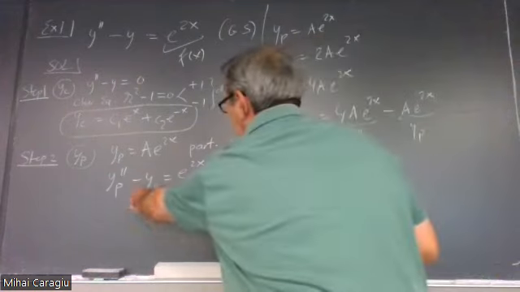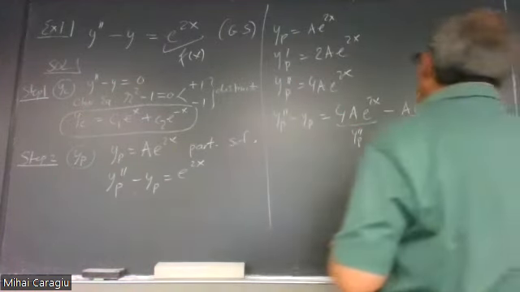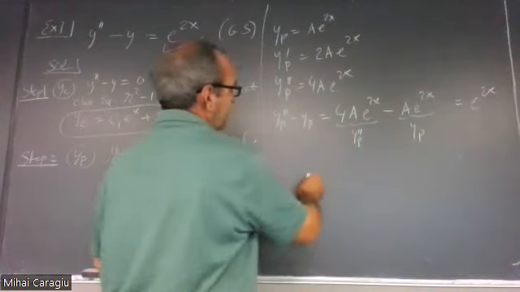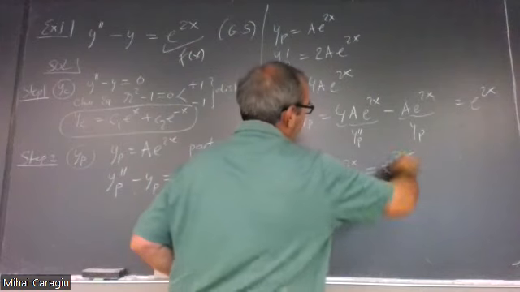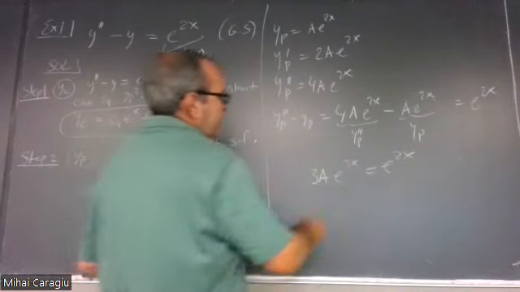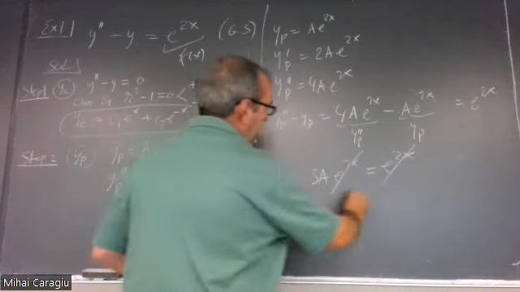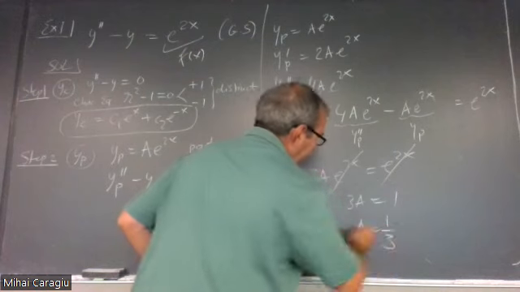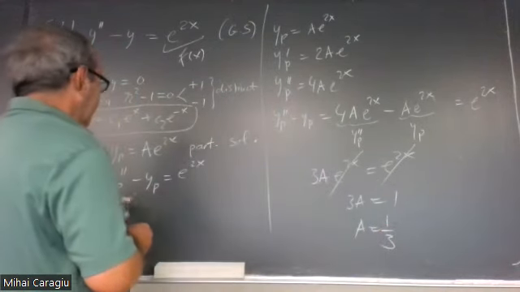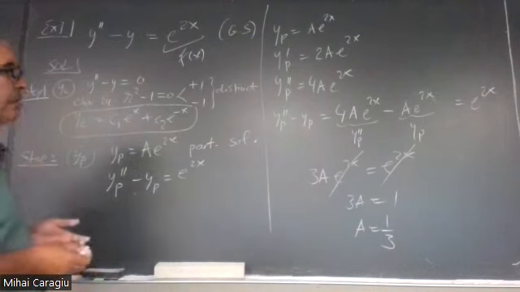So what do we need? Y p second minus y p must be e to the power 2x. So what did we get here? 4a minus a is 3a e to the power 2x equals e to the power 2x. Well, since e to the power 2x is non-zero, we can simplify by a non-zero element. So we get 3a equals 1, so a equals 1/3. And therefore, the undetermined coefficient a becomes determined.